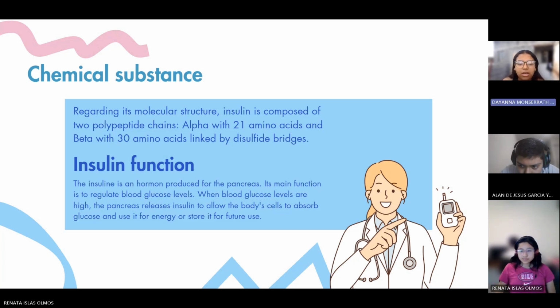Insulin function. Insulin is a hormone produced by the pancreas. Its main function is to regulate blood glucose levels. When blood glucose levels are high, the pancreas releases insulin to allow the body cells to absorb glucose and use it for energy or store it for future use.